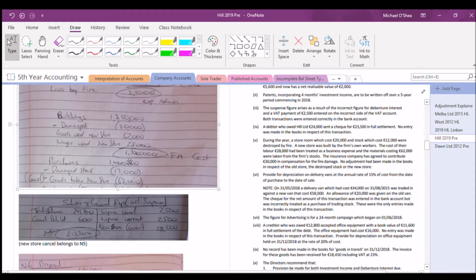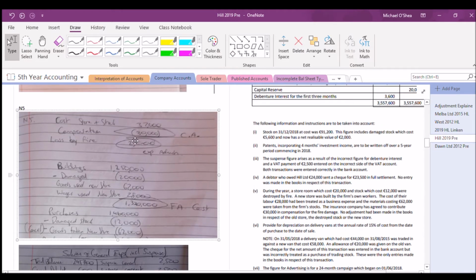They were treated elsewhere as a business expense. That's what should have happened. So my buildings account now, I'm going to add 62,000 for goods used for the new store. I'm going to add 28,000 for wages used for the new store. So my buildings is going to finish at 1,320,000. That's a fixed asset. So again, we've gone through the first note nice and easy.